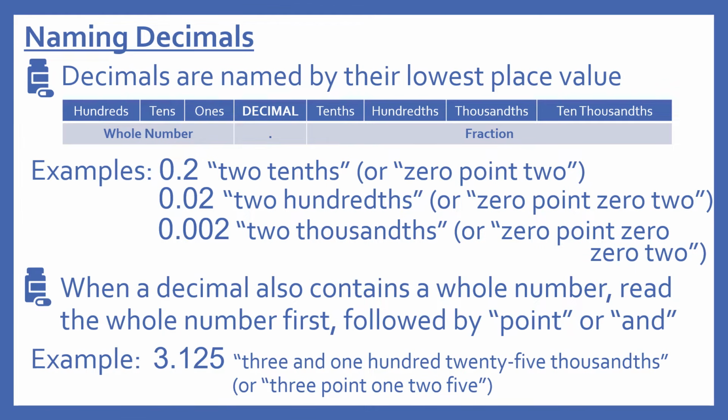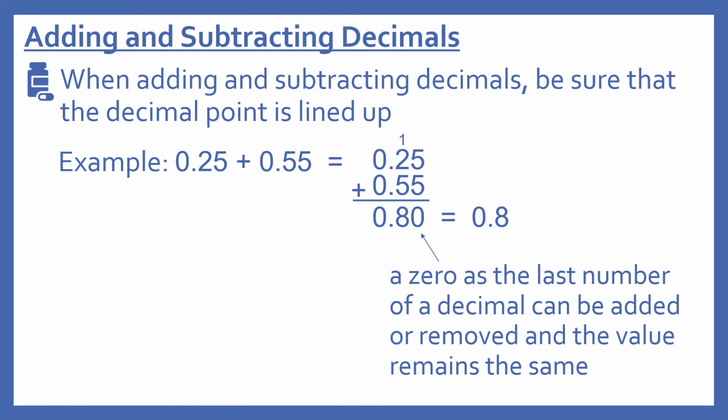Okay, now we'll look at adding and subtracting decimals. When adding and subtracting decimals, be sure that the decimal point is lined up. For example, 0.25 plus 0.55. Our decimal points are already lined up, so there's nothing we need to do but just make sure they're in a line when we add. So 5 plus 5 is 0, carry your 1. 5 plus 2 plus 1 would be 8. And then our 0 plus 0 is 0. And our decimal point just stays lined up.